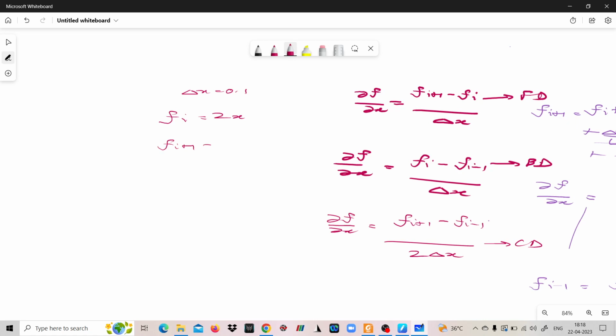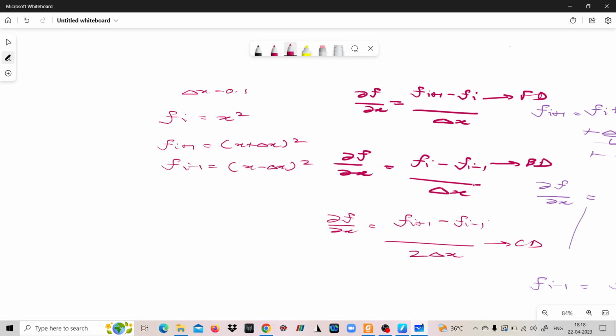f of i plus 1 is twice of x plus delta x, and f of i minus 1 is twice of x minus... sorry. f of i is x square, f of i plus 1 is x plus delta x whole square, and f of i minus 1 is x minus delta x whole square.